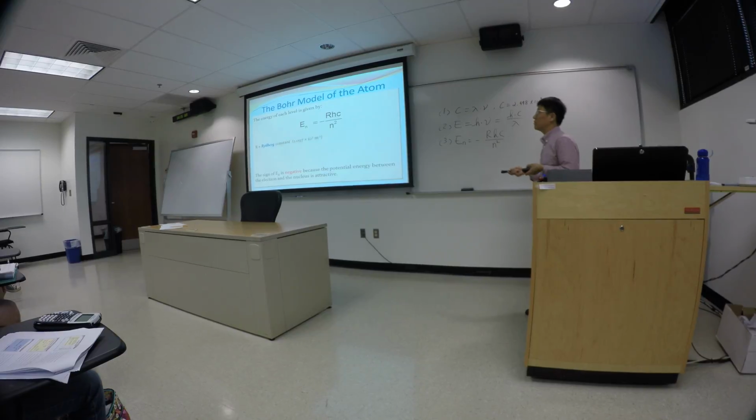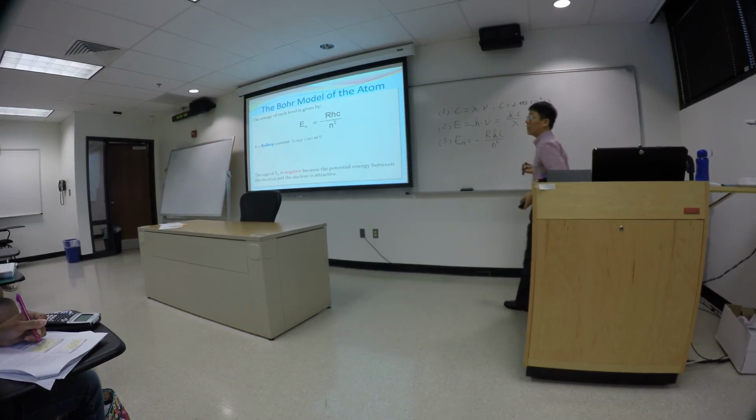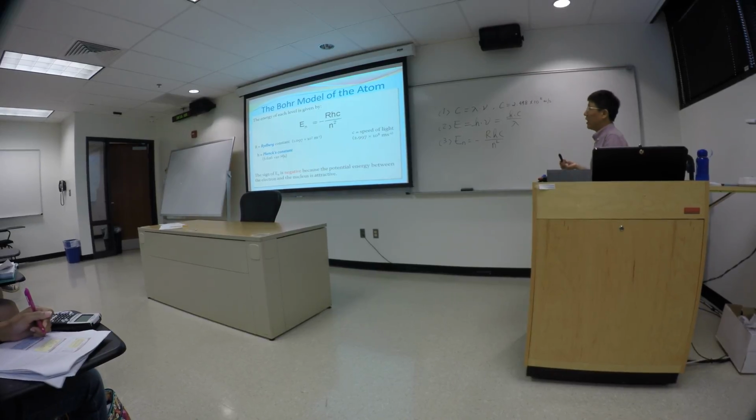Several constants are involved in there. R is what we call the Rydberg constant. And again, you don't have to memorize the constant. If we ask you to do a calculation, we'll give you the constant. h is still our constant, Planck's constant. c is the speed of light.